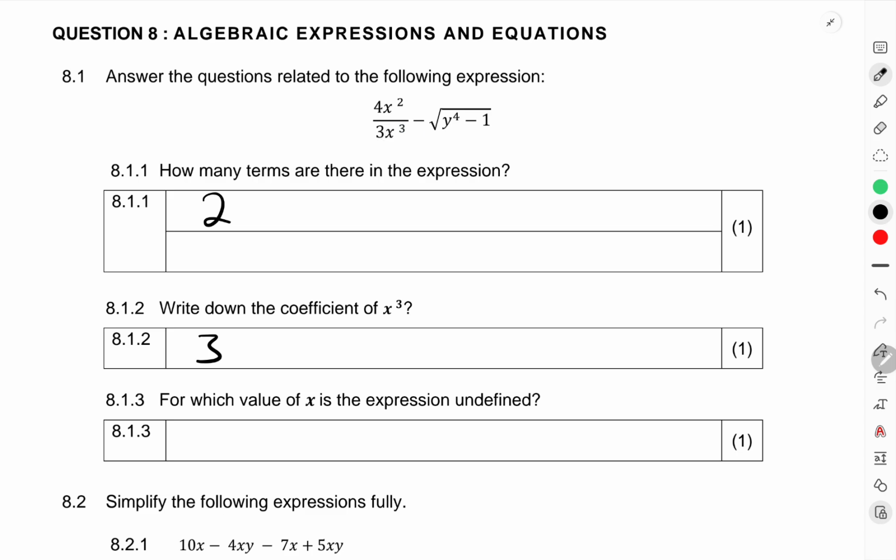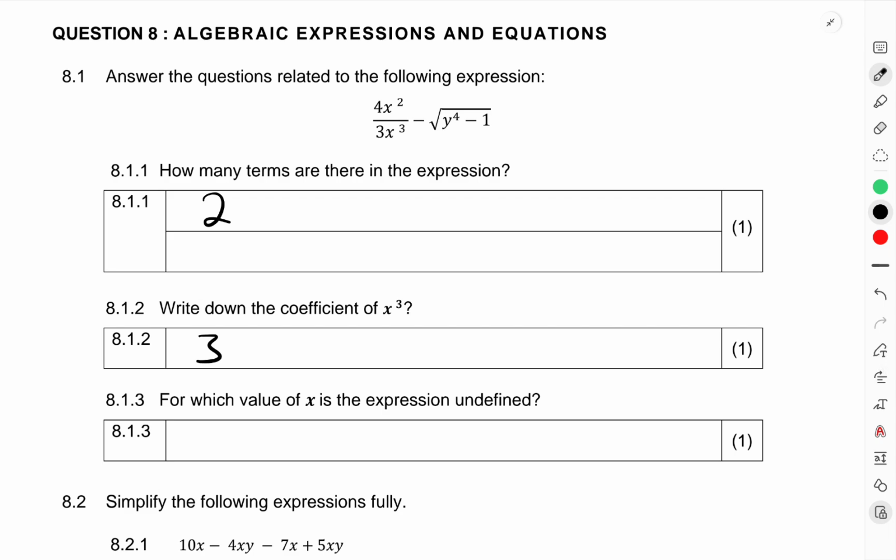But if they say the coefficient of x to the power of 2, you're going to go to x to the power of 2, remove that x to the power of 2, therefore the coefficient of x to the power of 2 was going to be 4. If they said what is the coefficient of y to the power of 4, go to y to the power of 4, remove that y to the power of 4. What is the coefficient that is there? There's no number, but remember there's an invisible 1. Therefore the coefficient was going to be positive 1. Now let us go to 8.1.3.